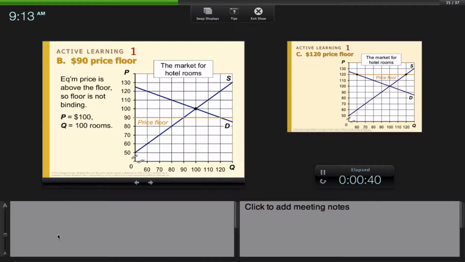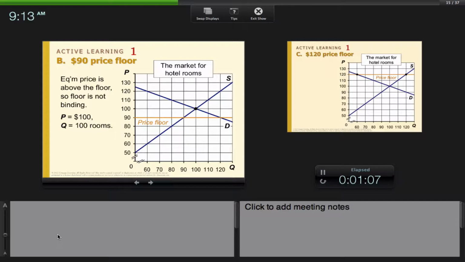And so you would have no impact on the market. Don't say surplus, don't say shortage. It's a non-binding price control, no impact on the market. If you are presented with a problem like this, your answer is it's a non-binding price control and there is no impact on the market.